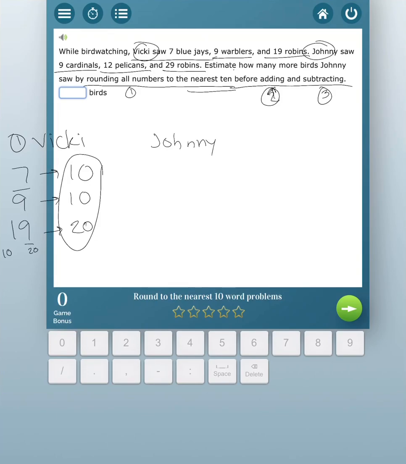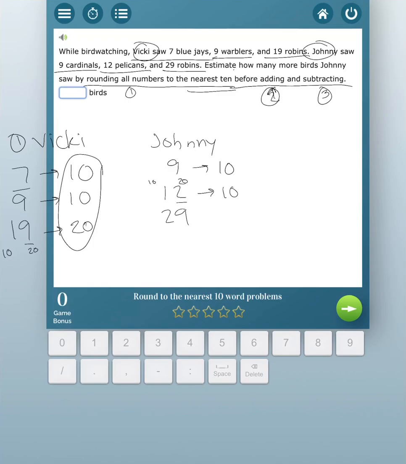Now it says that Johnny saw 9, 12, and 29. Now I need to round those numbers. I do the same step I did with Vicky. Okay, on the first one, I don't have a tens place. I look at the ones. My 9 is on the ones. And I know 9 is greater than 5, so I round up to the 10, right? Now 12, I look into my ones. I know 12 is between 10 and 20. I know 2 is less than 5, so I round down. So this one also rounds to 10.